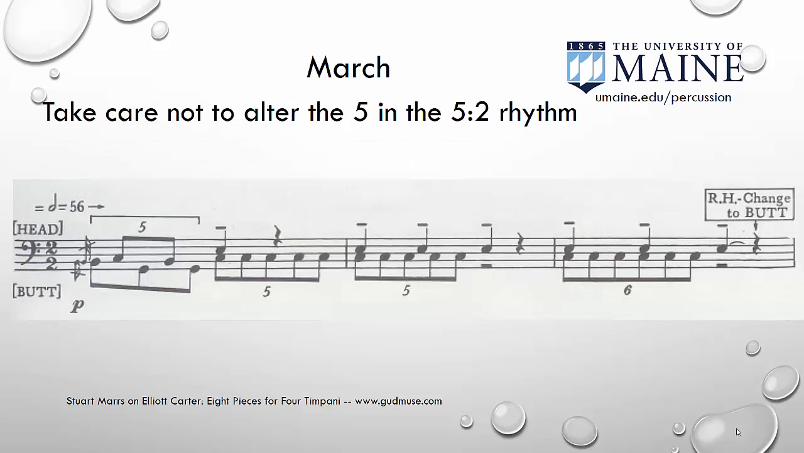One issue I often see with this 5-against-2 section is that students alter the evenness of the 5 in order to place the second note of the 2 precisely halfway between the 3rd and 4th notes of the 5.